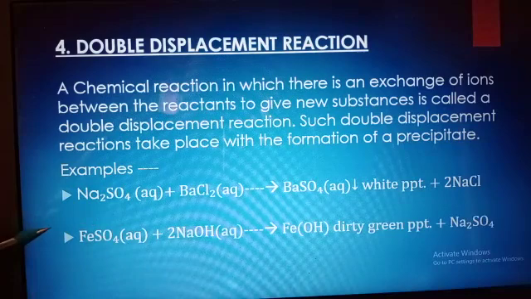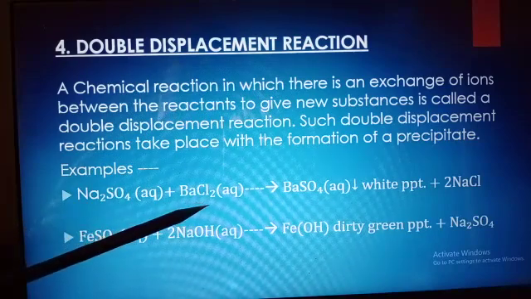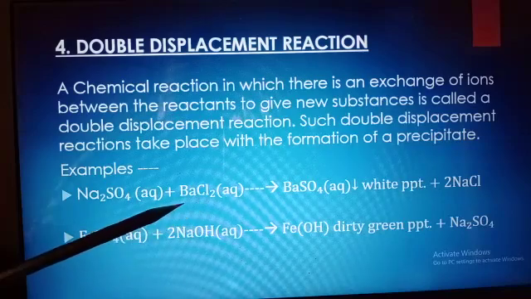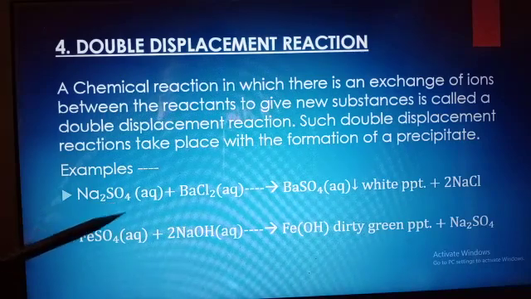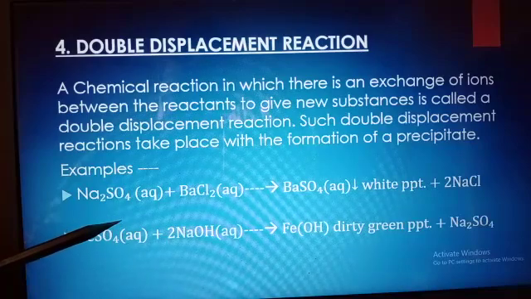Number 4, double displacement reaction. This is a reaction in which there is an exchange of ions between the reactants in order to give new substances. As you can see, sodium, being a positive radical, combines with chlorine, a negative radical, and barium, being a positive radical, combines with sulfate, which is a negative radical. That is why on both sides there is an exchange of ions. That is why this is called a double displacement reaction.